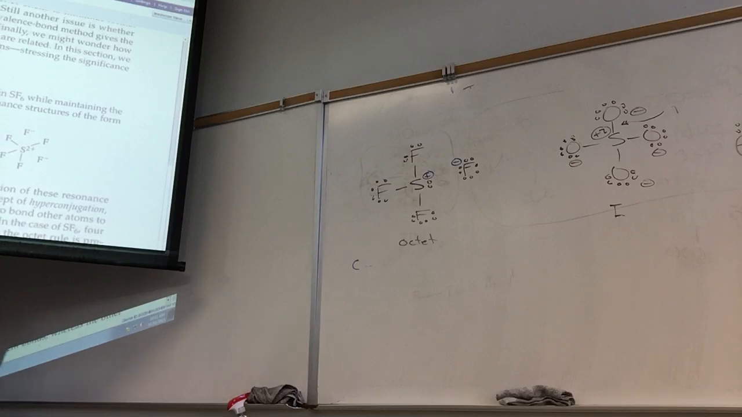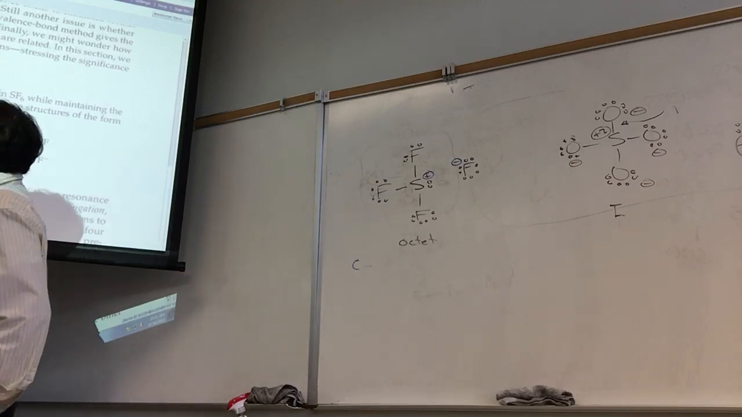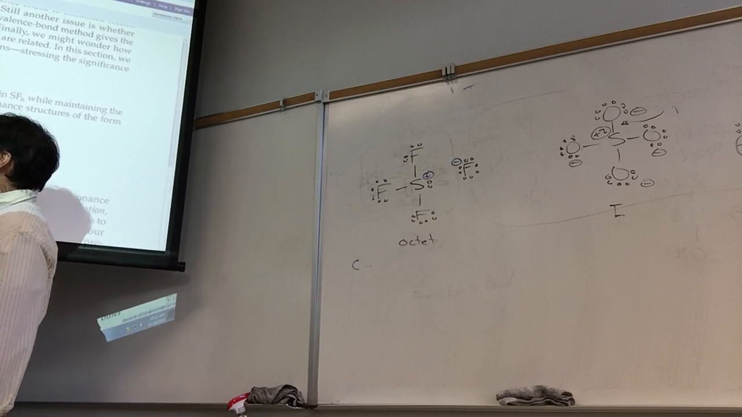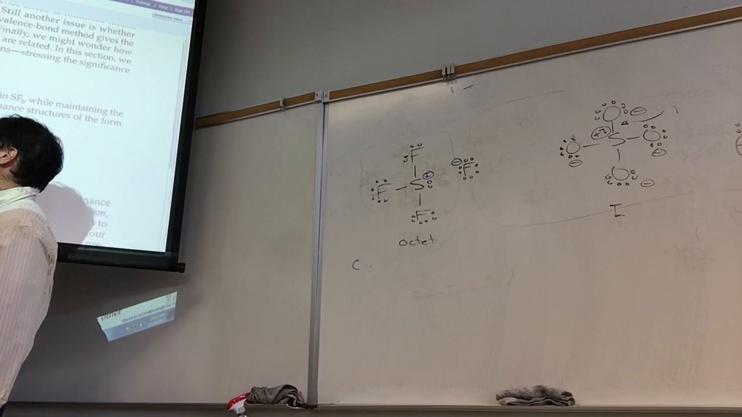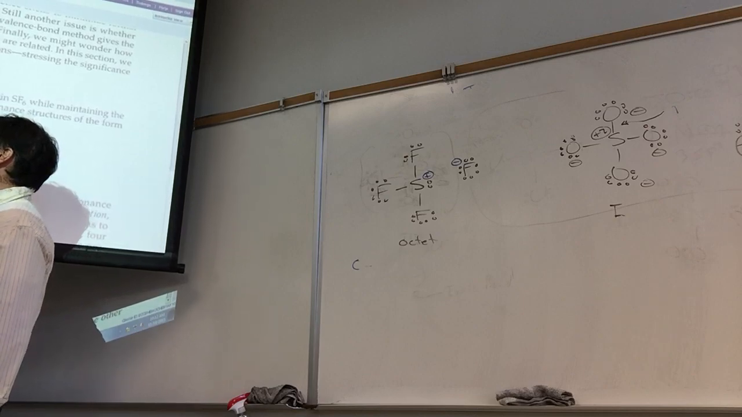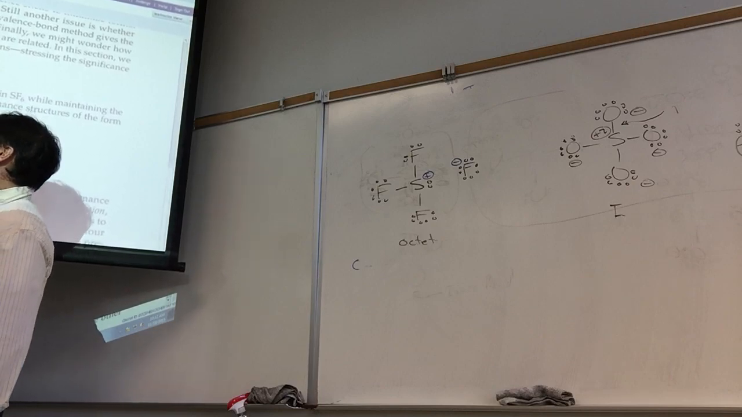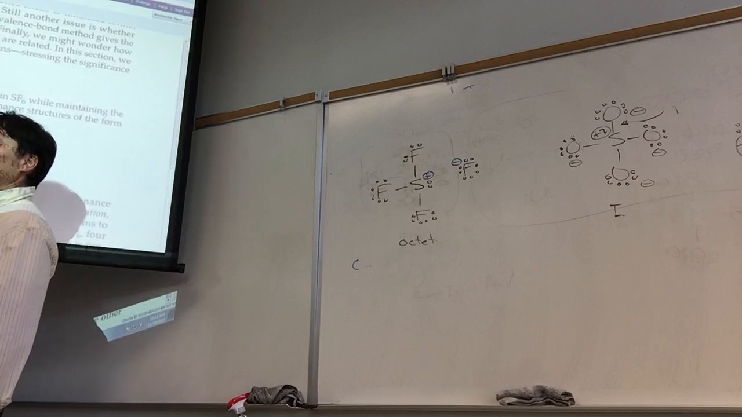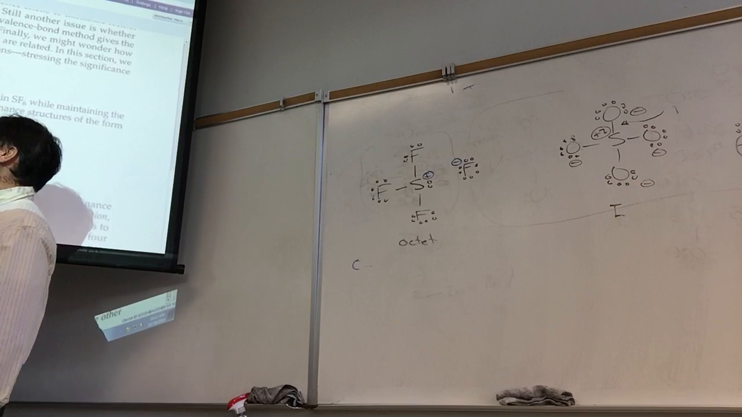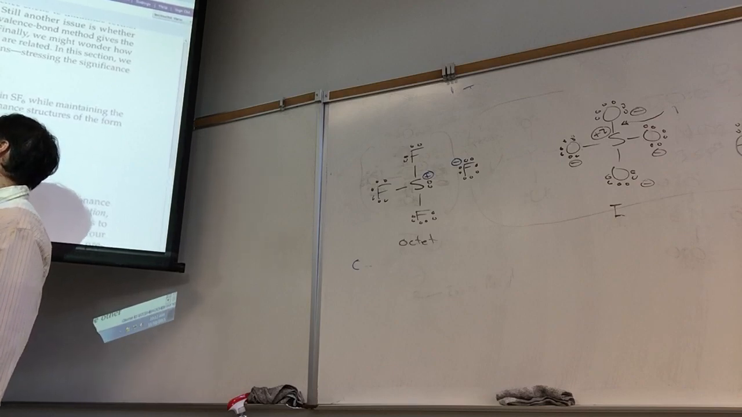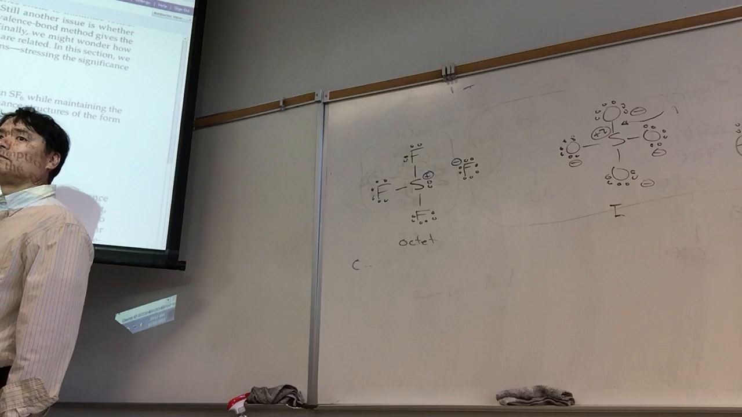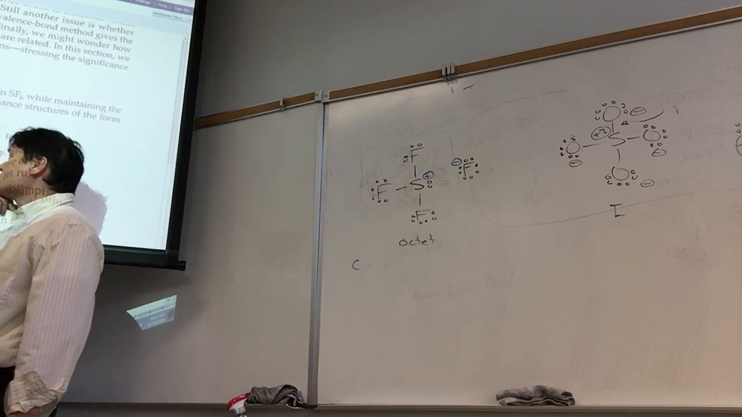In SF6, it's the same situation. In SF6, if we want to maintain the octet, we can bond a maximum of 4 fluorines to it. And it would have no lone pairs. And the sulfur would have a +2 charge. So here's my cation, and the cation would need 2 fluoride counteranions. And so this would be a composite again. I'd have a strange cation, and the anions are just regular fluorides, and I have an ionic bond.